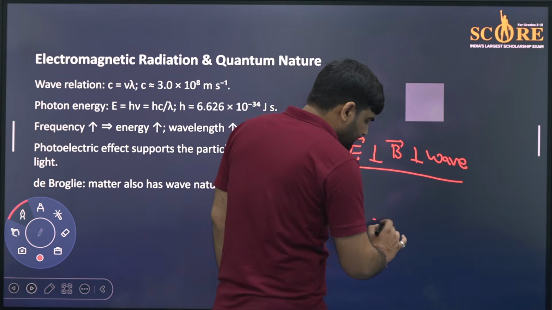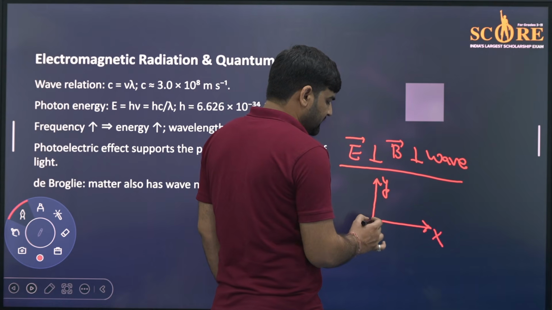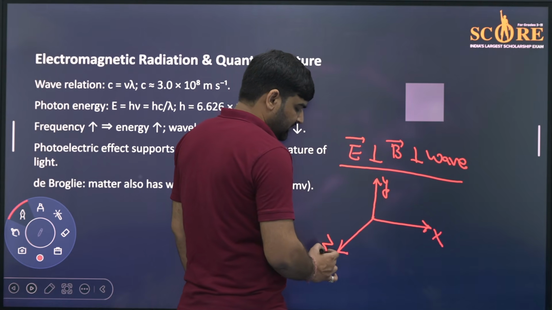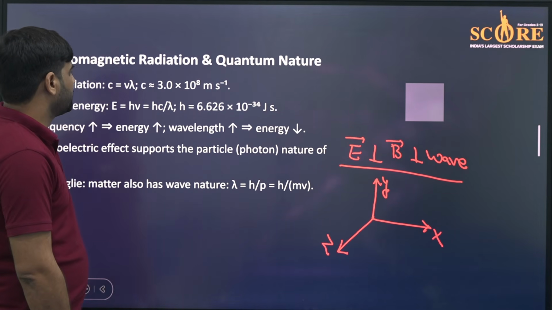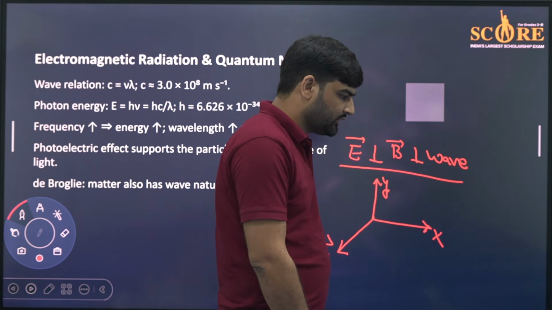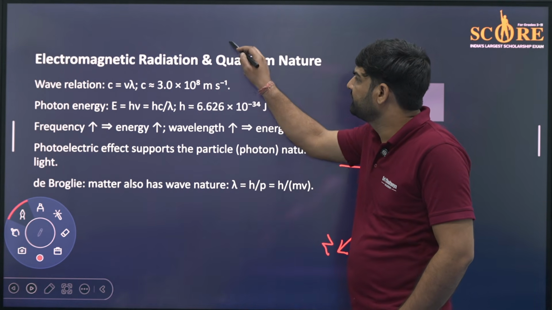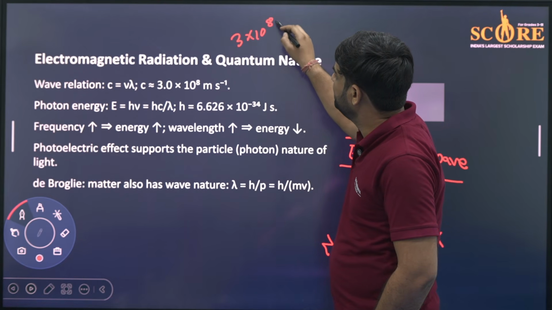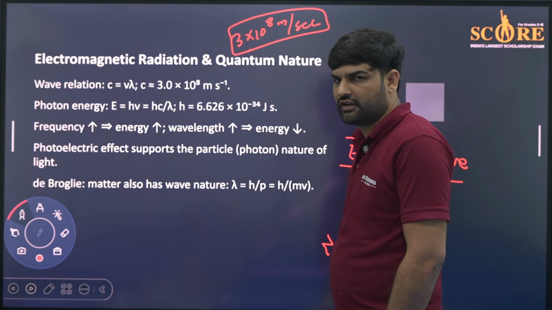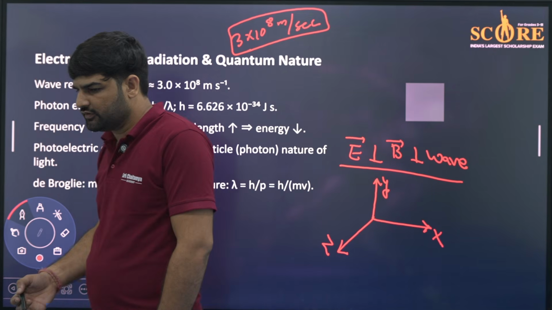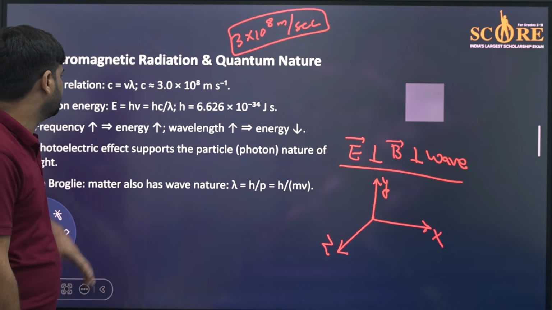If electric field is in x direction, magnetic field in y direction, then propagation of the wave will be in z direction. So this is according to electromagnetic radiation. EMR travels with the velocity of light, 3 multiplied 10 raised to power 8 meter per second. There is no need of medium to travel EMR, electromagnetic radiation. Light is a type of electromagnetic radiation also.